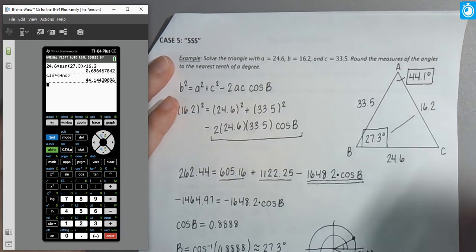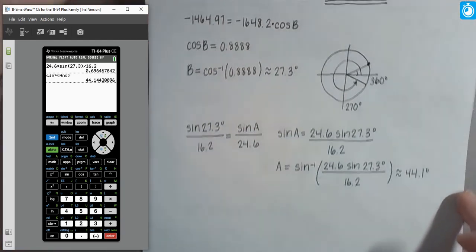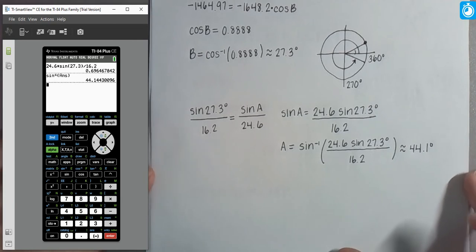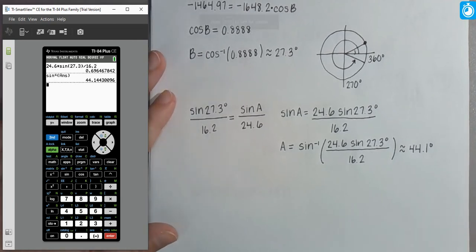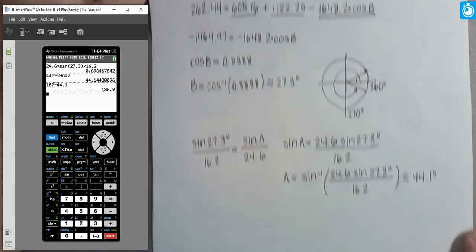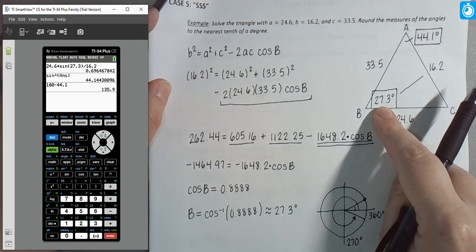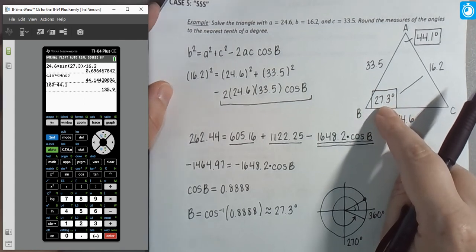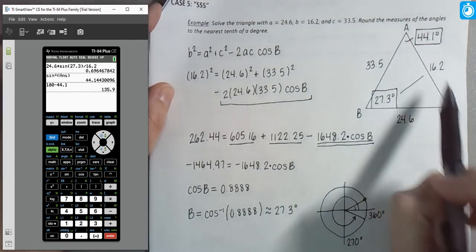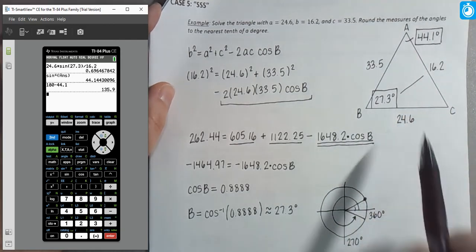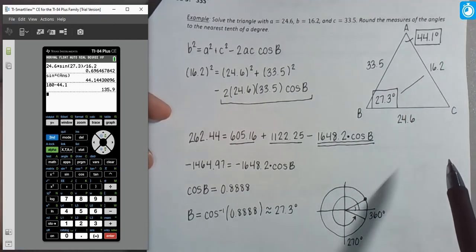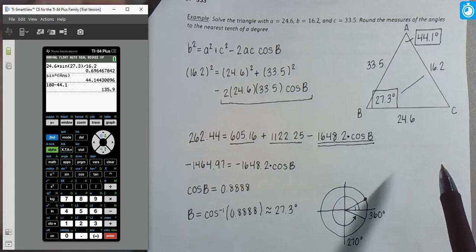Now again, it is worth mentioning, what about the other angle? Remember, the other angle we get from inverse sine, the one that's supplementary to the angle we have. So 180 minus 44.1, which would be 135.9 degrees. Well, if you look at the angle we already have, 135.9 would be okay. It would fit with this angle, but it would violate that rule for angles and their opposite sides. So 135.9, that's an obtuse angle.